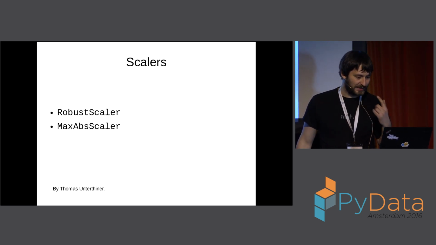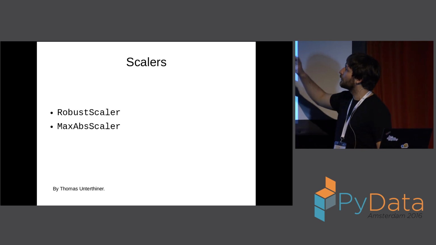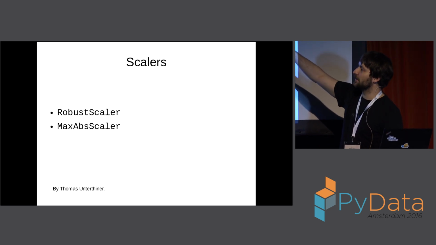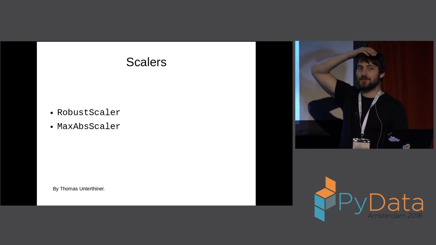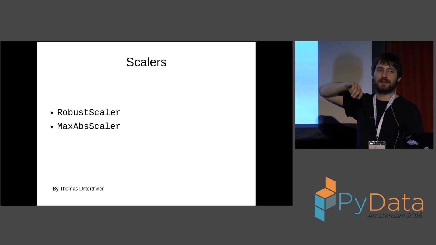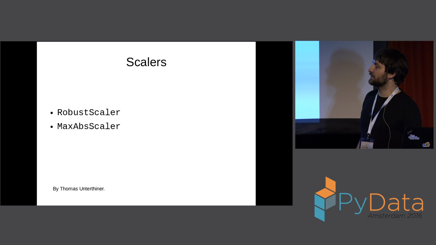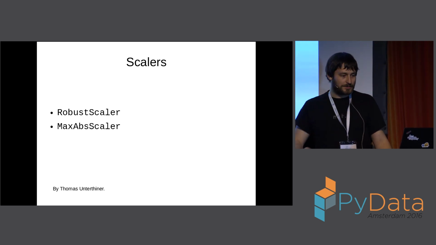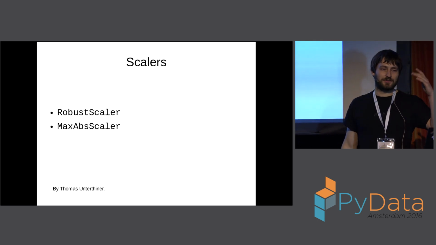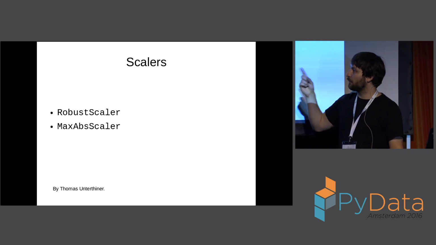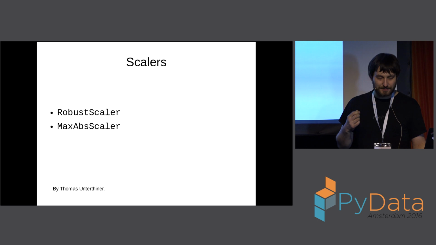We added two scalers, for preprocessing and scaling your data. The robust scaler uses robust statistics, the interquartile range, to scale the data, which is more robust than using the standard scaler if you have outliers. And we have the max abs scaler, which scales by the maximum absolute value in your data. It's very helpful for sparse data.